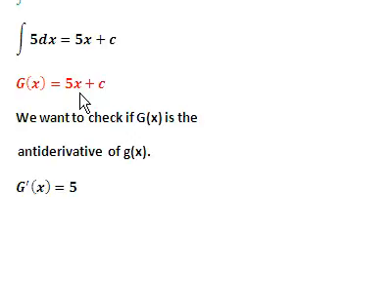Now let's check to see if that really is the antiderivative. What we're going to do now is take the derivative, which we'll call g prime of x, and the derivative of 5x plus c is just 5. So you can always check your work. Once you take the integral of a function, take the derivative of it, and if you get back what's inside, then you know you've done it correctly.